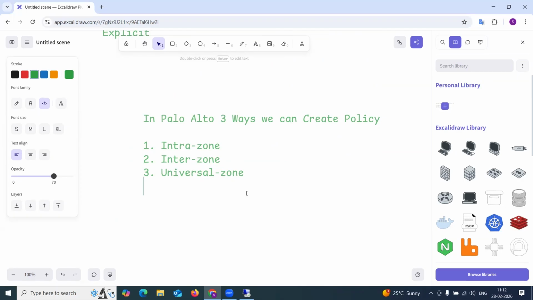Guys, what do you mean by interzone? That means they have to communicate between two different zones. And universal, I guess, applies to both intra and inter. Intrazone is within the private network, interzone includes the internet.